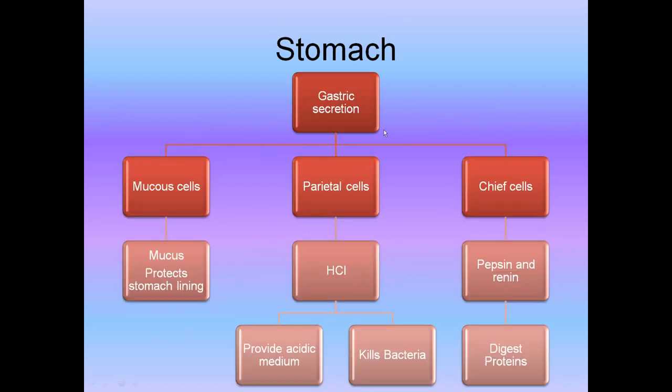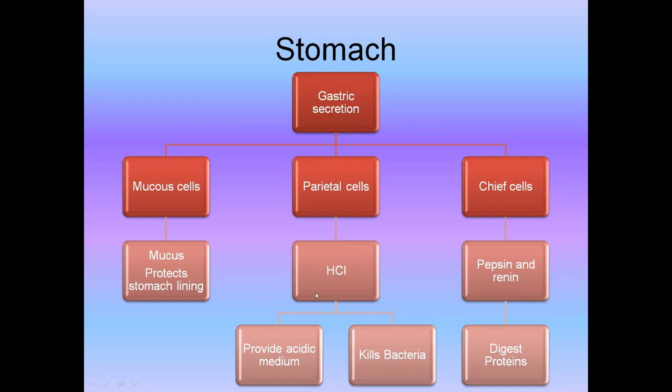Okay, now have a view of gastric secretion. Gastric word means the stomach. So gastric secretion comprises three types of cells present in the stomach lining. These are mucus cells, parietal cells, and chief cells. Mucus cells are going to secrete mucus, which protects the stomach lining. That is a very, very important part.